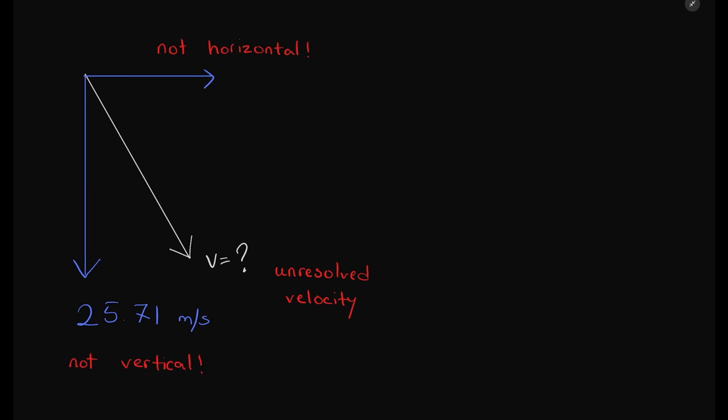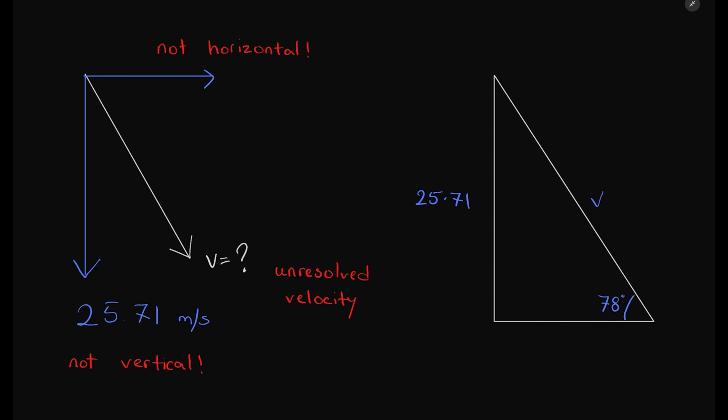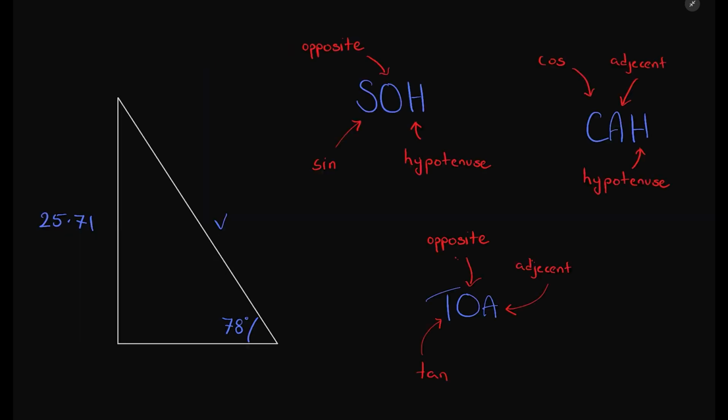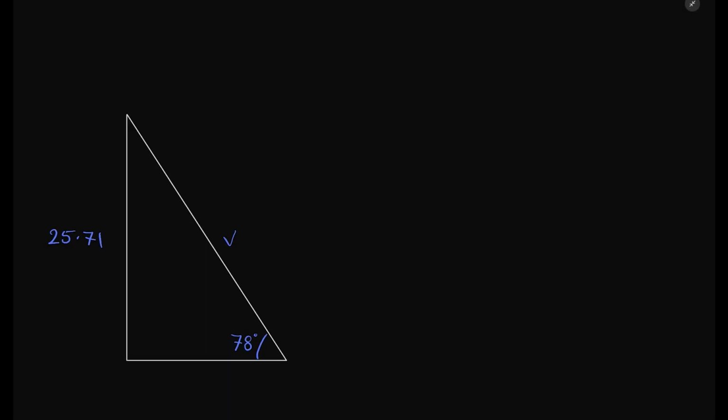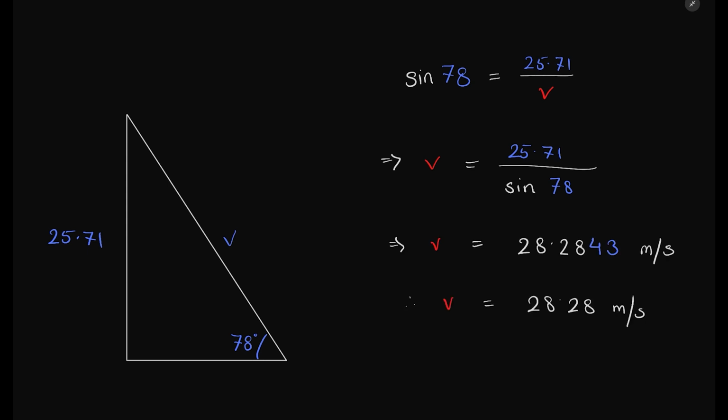So to find this out, we can use our right angle triangle. In the right angle triangle, we can see the angle is 78 degrees. The hypotenuse would be the one we need to find out. And the straight vertical line opposite of the 78 degrees, that's the vertical velocity. We can use this formula to find them out. Moving on, if we use sine 78 equals 25.71 divided by velocity, we find out the actual velocity was 28.28 meters per second. Now remember, this is not the vertical or the horizontal velocity. Let's move on then, shall we?